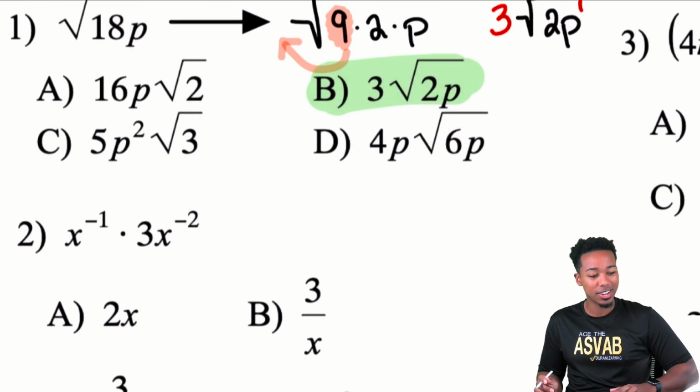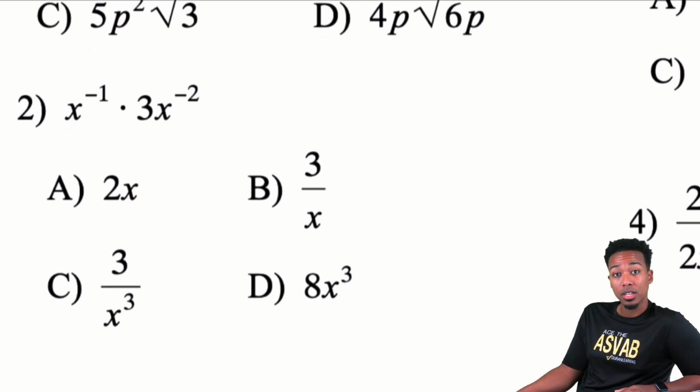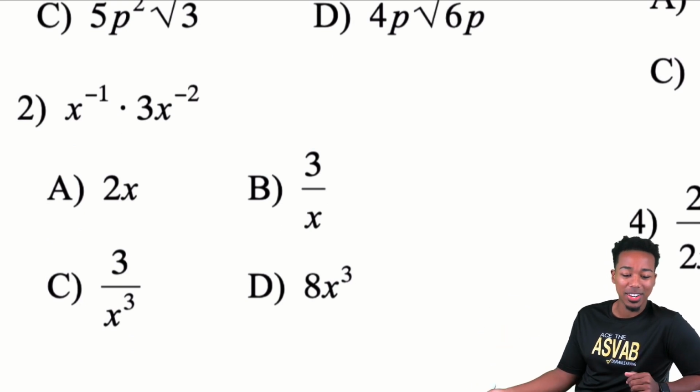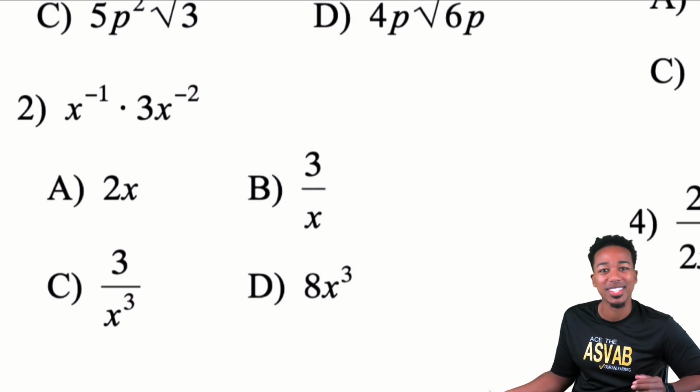Now let's take a look here at number 2. We are multiplying powers. I know this is going to freak some people out, right? We're dealing with negative numbers. We don't like that all the time. That's not fun to do, right? But here's the idea. Follow the rules. That's it. Just follow the rules. That's all you got to do.